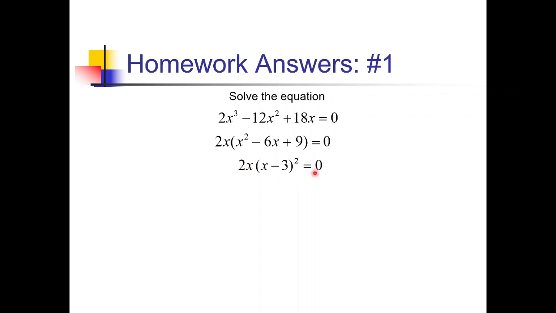Now setting each of our factors equal to 0 and solving, we have x equals 0 for the 2x here, that zeroes that factor out, and x equals 3 for this other one. And we've actually got a double root of 3. We don't have to spell that out, but it's there.